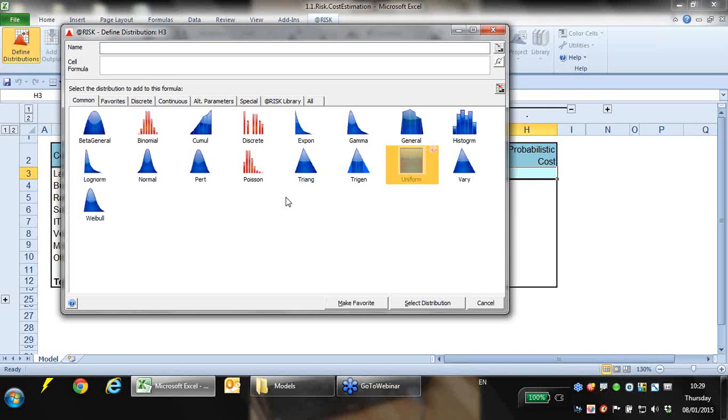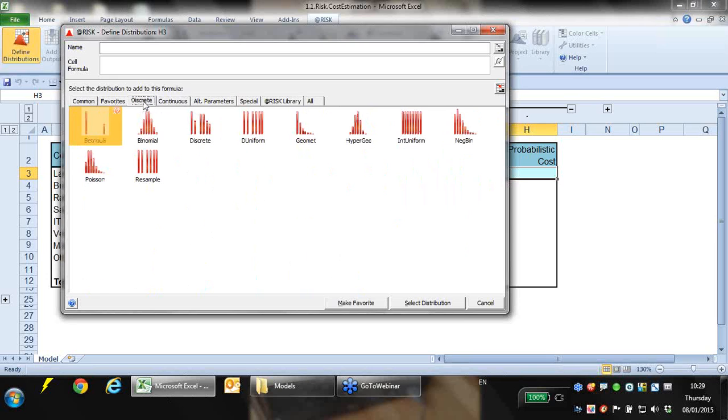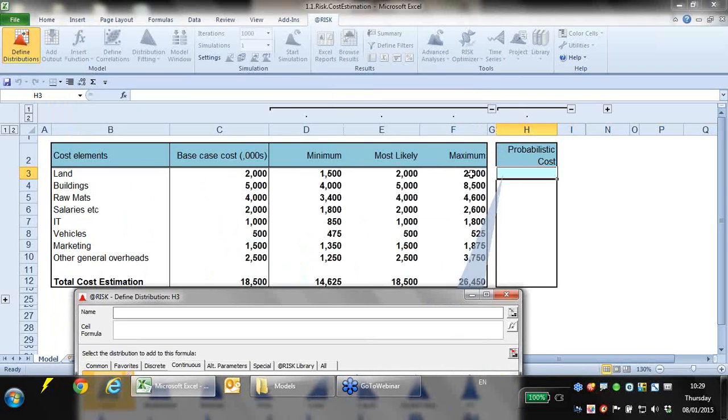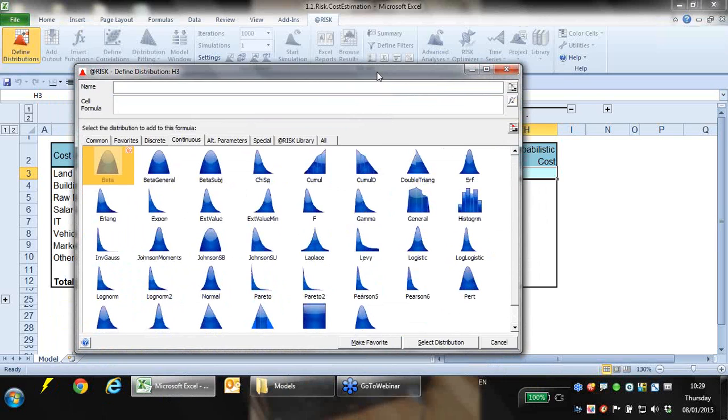But distributions are split into two different groups. You have your continuous distributions and your discrete distributions. Discrete distributions are typically used for modeling risk events. So, what's the likelihood of an earthquake happening? How many bad weather delays am I going to get in a particular time period, and so on. Continuous distributions are typically used for modeling things like cost and duration, where we have a whole range of values, such as we have here, between 1.5 and 2.8 million, and anywhere along that range is theoretically possible.